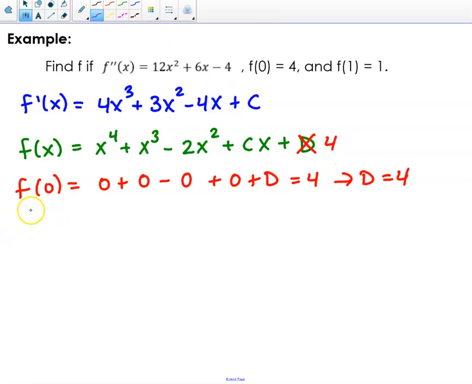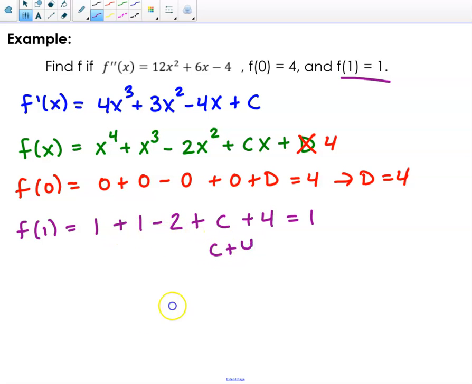So I'm going to use the second condition, f of 1 is equal to 1, so f of 1, and I'm going to plug that into the f of x function. So 1 to the 4th is 1, 1 to the 3rd is 1. Negative 2 times 1 squared is negative 2, c times 1 is c, and now d is 4, and that's going to be equal to 1. So 1 plus 1, we get 2 minus 2 is 0, so we have c plus 4 equals 1, so c is equal to negative 3.